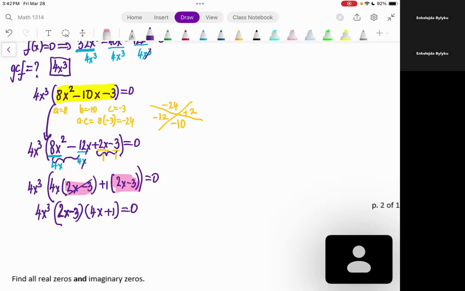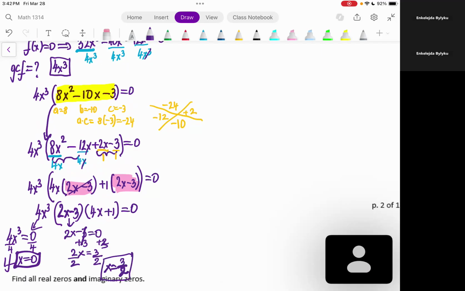So we have 4x to the third equals 0 if x equals 0. Why? Because if I divide both sides by 4, x to the third is equal to 0, which means x is equal to 0. 2x minus 3 is equal to 0, which means if I add 3 on both sides in order to solve for x, I'm going to have 2x is equal to 3. Dividing by 2, I get x is equal to 3 over 2. Here is my second 0.